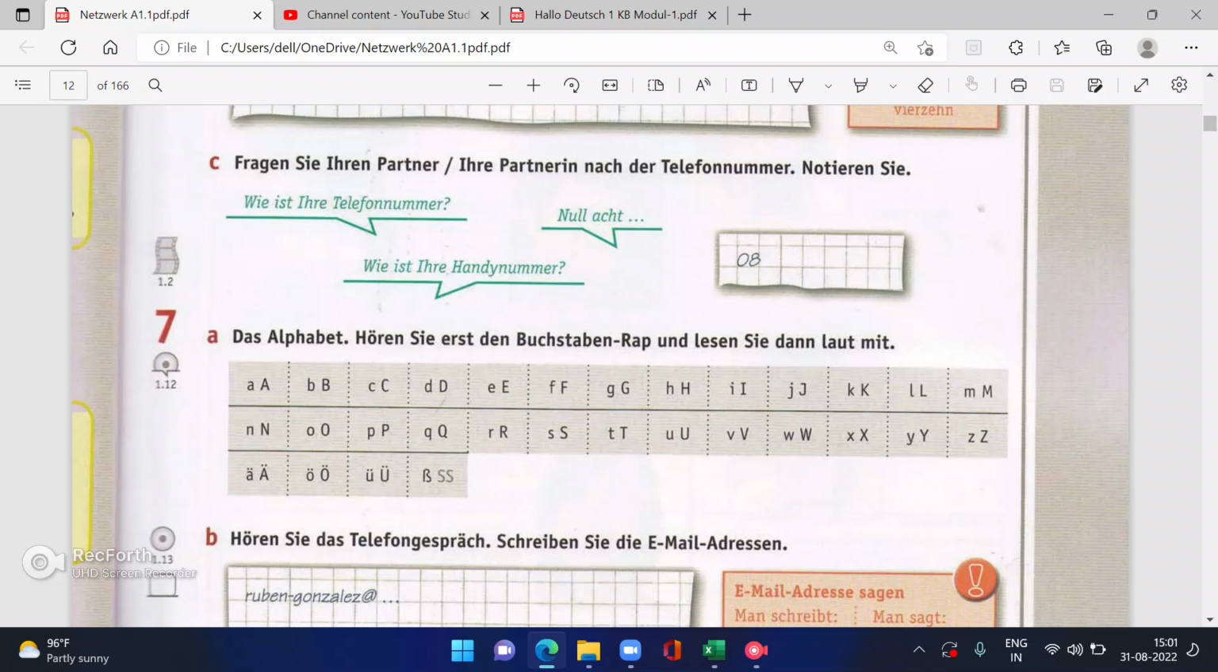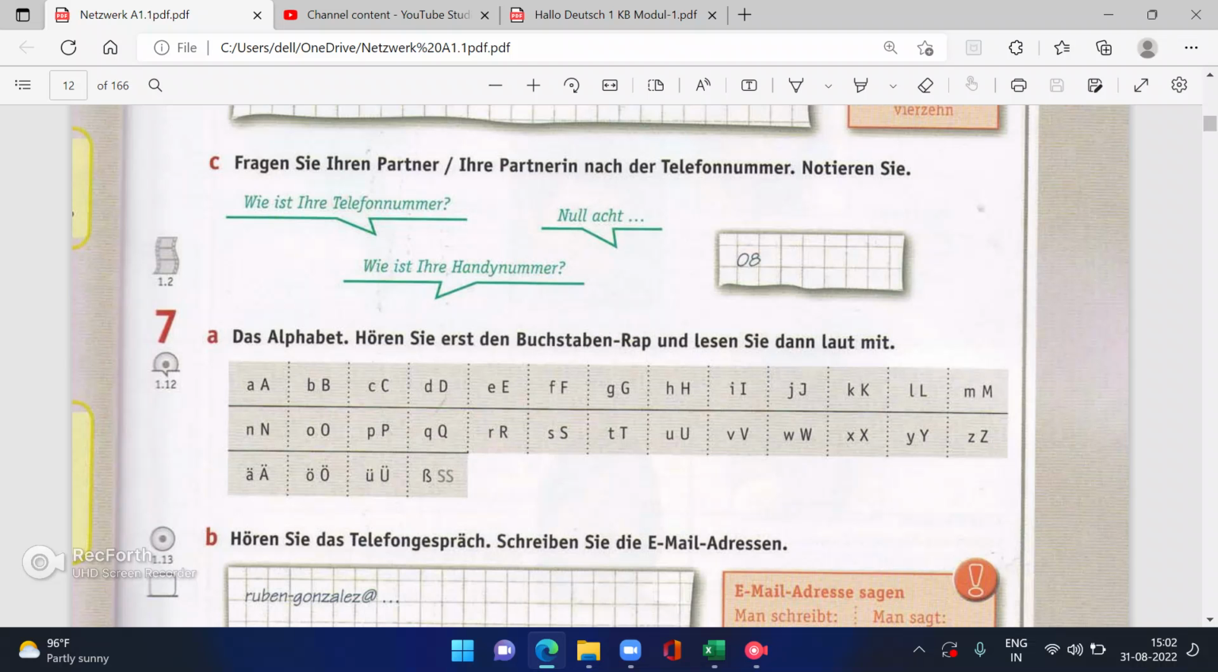A, B, C, D, E, F, G, H, I, J, K, L, M, N, O, P, Q, R, S, T, U, V, W, X, Y, Z. Ä, Ö, Ü, ß.